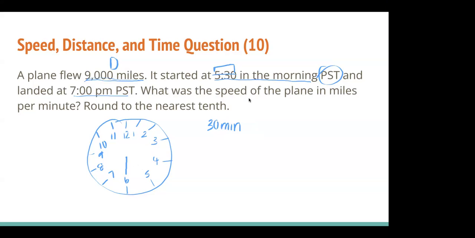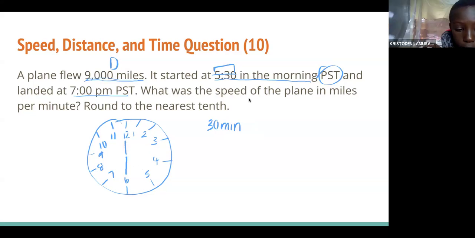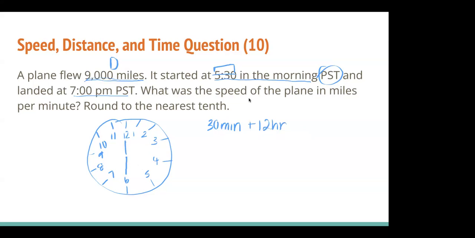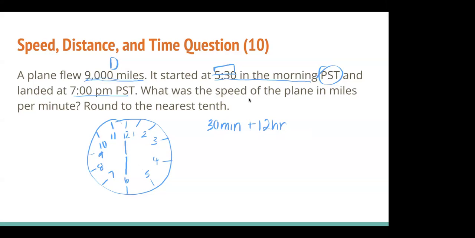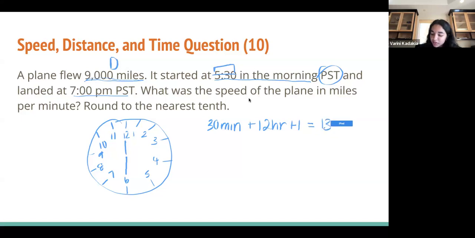Okay, so from 6 a.m. to 6 p.m., how many hours are there? 12. Yeah, so there are 12 hours, so we're going to put plus 12 hours. We have reached 6 p.m. now. What's the difference between 6 p.m. and 7 p.m.? It's 1 hour, so we add 1 hour. So we get 13 hours and 30 minutes. It is kind of close to 13, I guess.